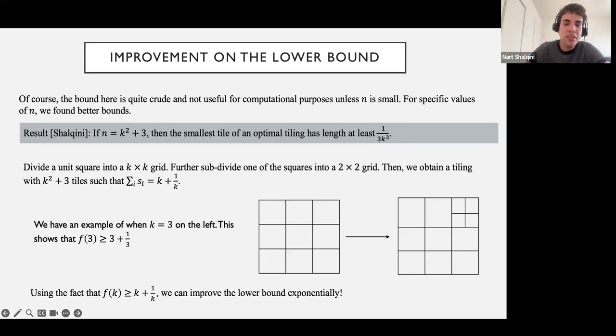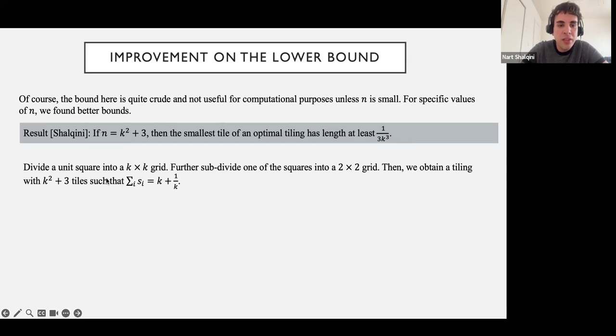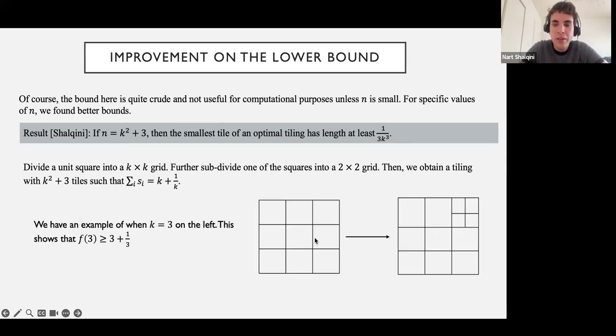And the idea behind this is that I divide the unit square into a k by k grid, and then I divide one square further into a 2 by 2 grid. Then I obtain a tiling with k squared plus 3 tiles. And if I sum the side lengths for an arbitrary k, they will be k plus 1 over k. So here I have an example of 3 squared plus 3, a tiling with 12 squares, and the sum of the side lengths here is going to be 3 plus 1/3.